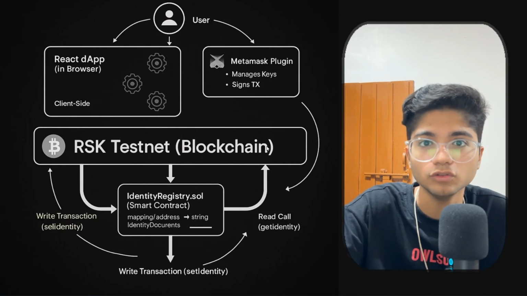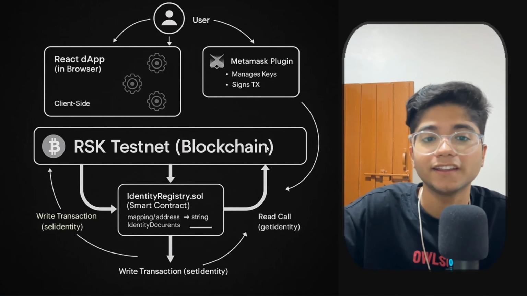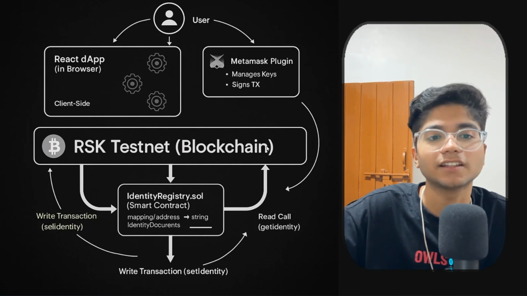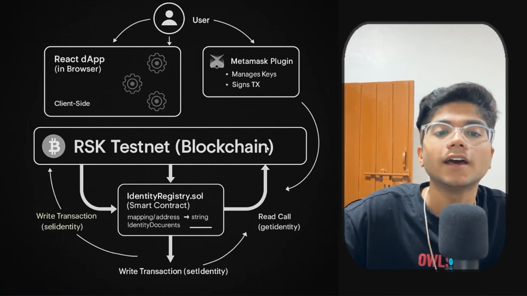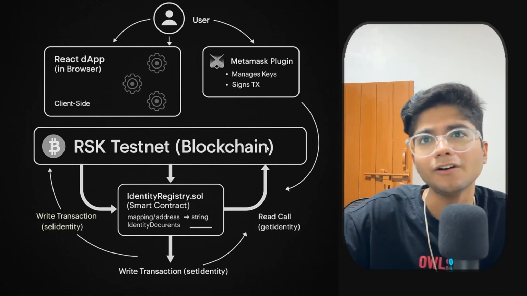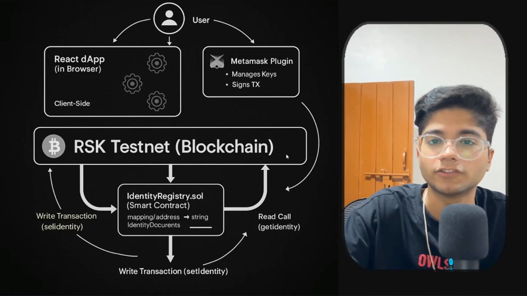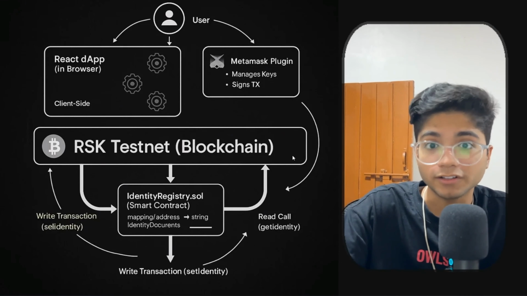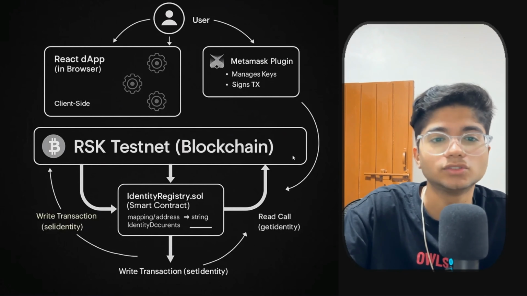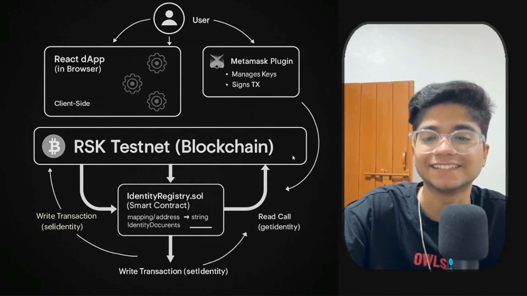Now here's what the flow looks like. First of all, the user will create an identity through our React app. Thereafter, MetaMask will sign the transaction, and the smart contract will write the transaction to the blockchain. Anyone can read the identity data, all of our data will be verifiable, and all transactions are transparent on the RSK testnet. This is beautifully simple but incredibly powerful. No complex backend, no centralized database, just blockchain truth and decentralized magic.